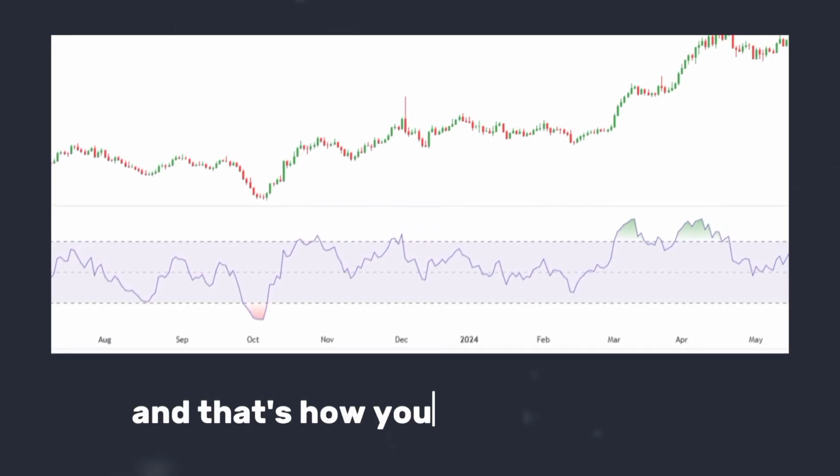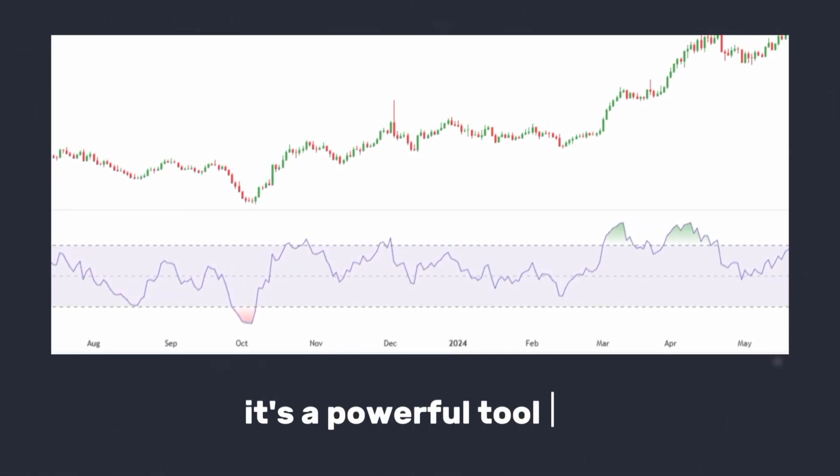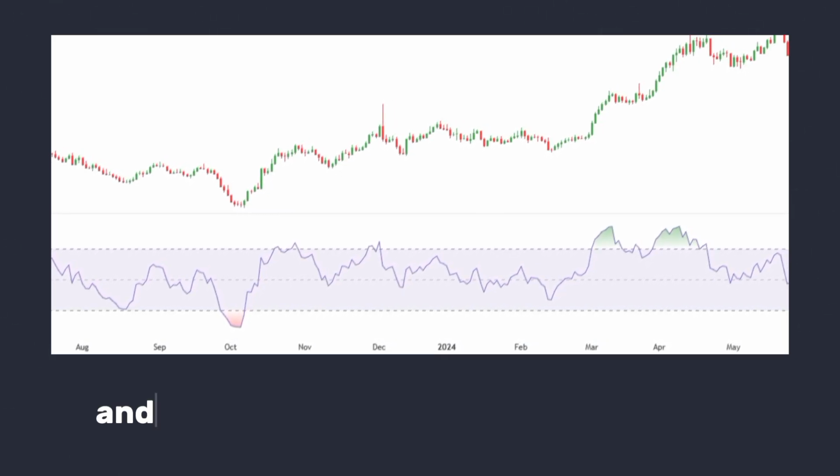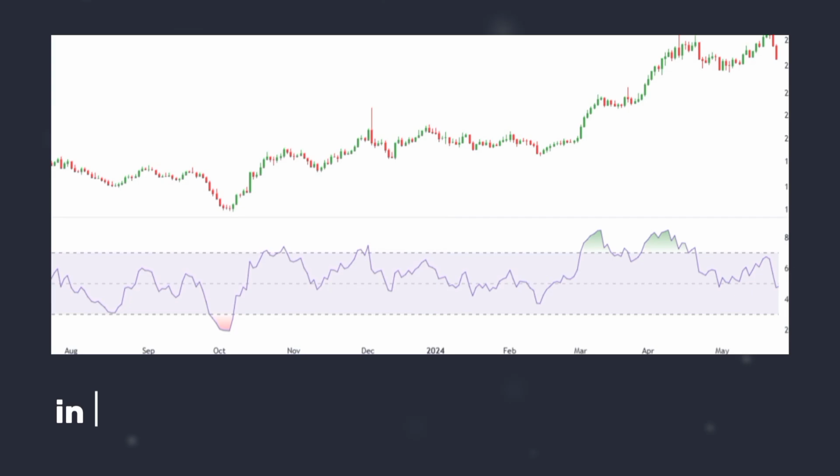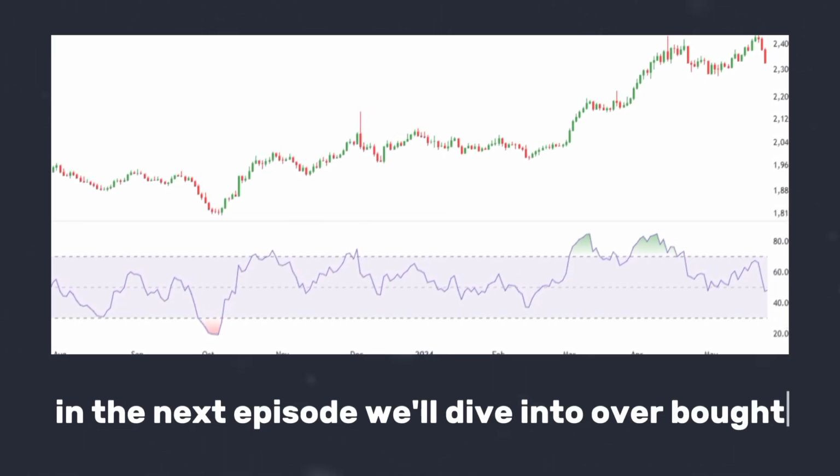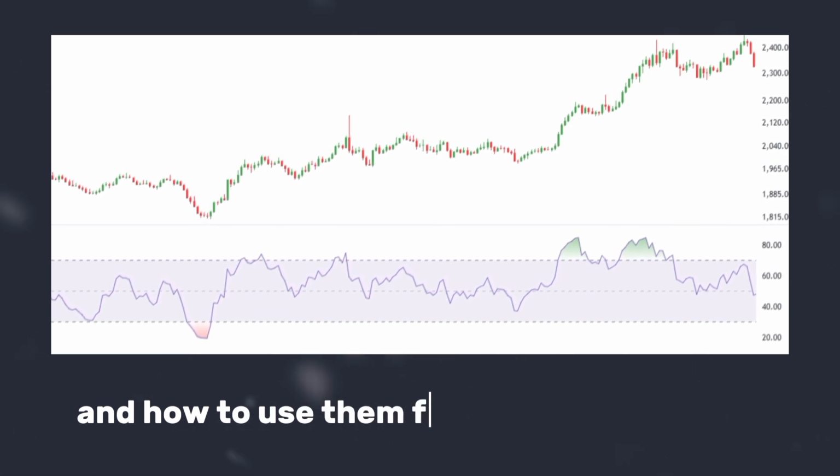And that's how you calculate the RSI. It's a powerful tool for understanding market momentum and identifying potential trend reversals. In the next episode, we'll dive into overbought and oversold zones and how to use them for generating signals.